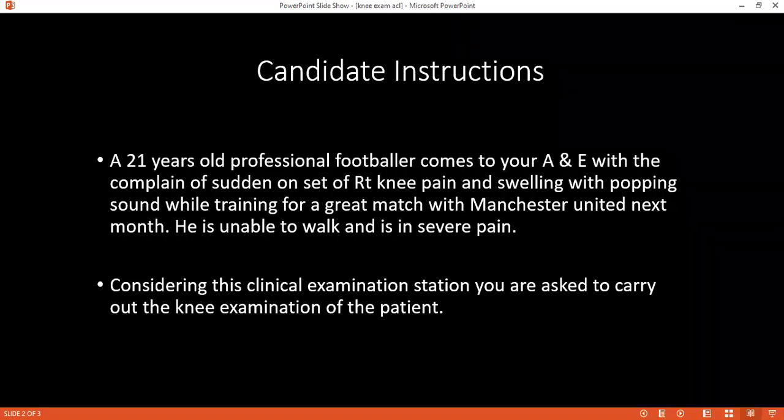Yes, ma'am. I would want to wash my hands, introduce myself to the patient, and also confirm his age, his name, and date of birth. Once I've done that, I would want to explain to him what I want to do, which is to examine his knee, and I would do this by watching him walk.